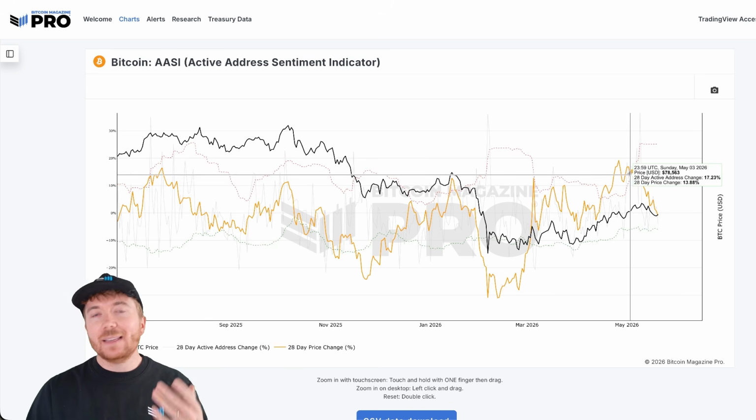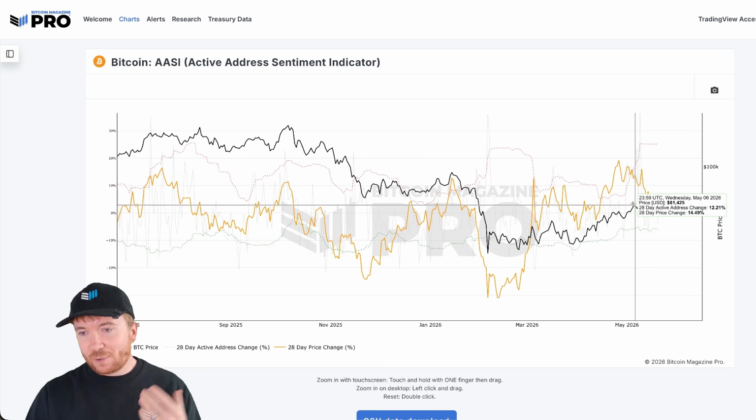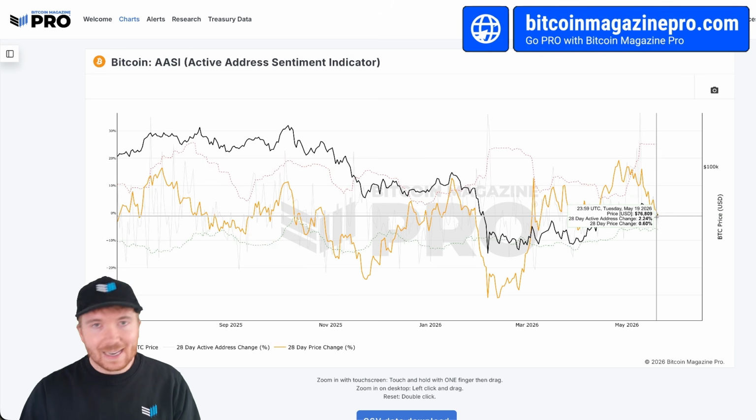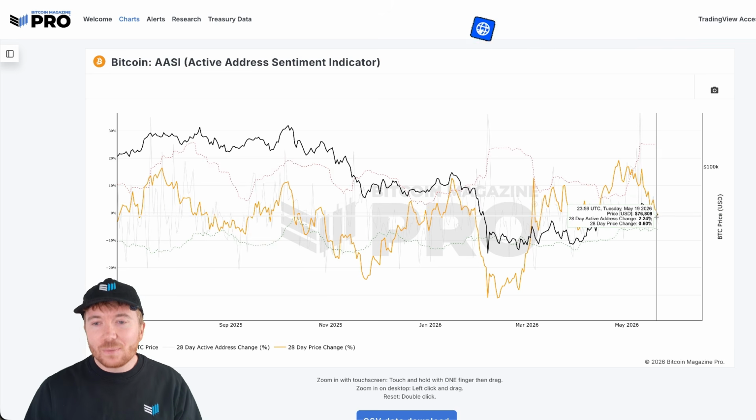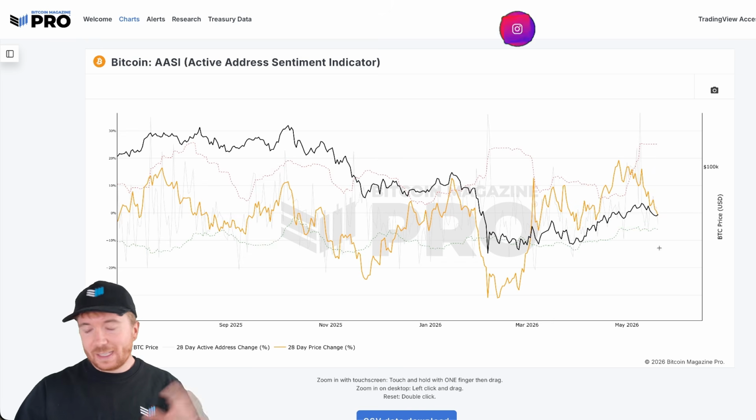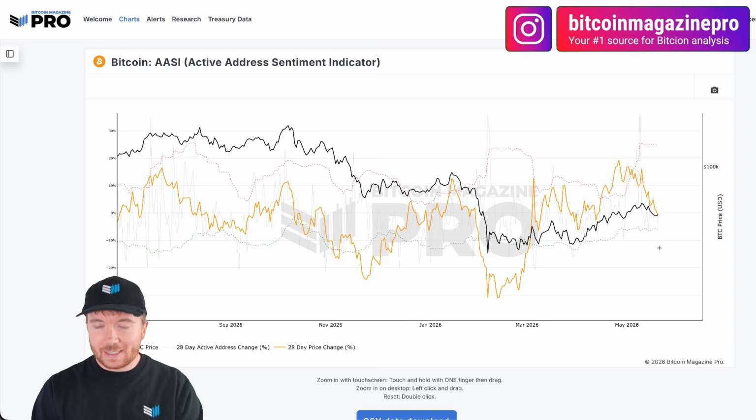And when we crossed back beneath this upper red deviation band, as price was around $81,000 to $82,000, we've since had a little bit of a decline, which again was something we'd kind of anticipated: some pretty major resistance, 200-day, short-term holder realized price, etc. But I'm not going to get too much into that today.